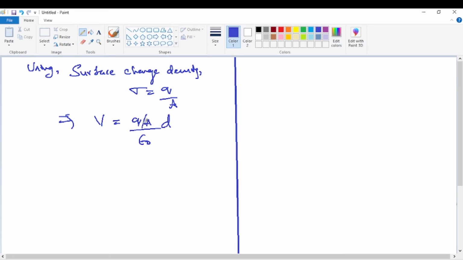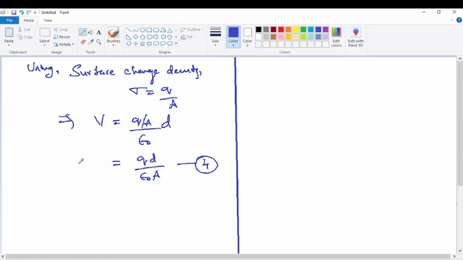So sigma by epsilon naught is nothing but E, electric field, into D. In place of E, we got Q by A. So A comes in the denominator, and it will be Q into D divided by epsilon naught into A. So this is the next result. This is the only result obtained.